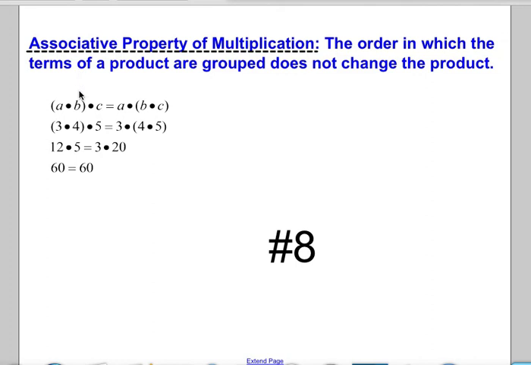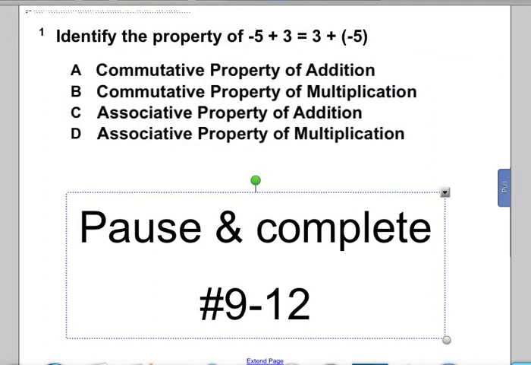So the associative property deals with the way that terms are grouped together, and the commutative property deals with the way that terms are ordered. Either way, you'll still get the same answer for multiplication and addition when you're working with the commutative and associative properties. Please use your notes and answer slides 9 through 12, and we'll go over these responder questions in class tomorrow.